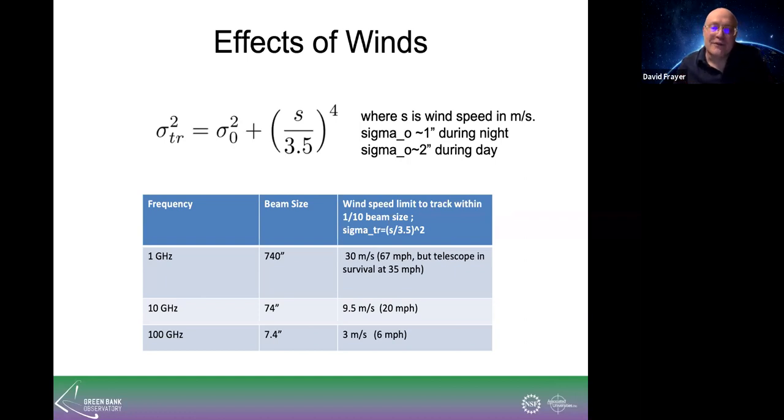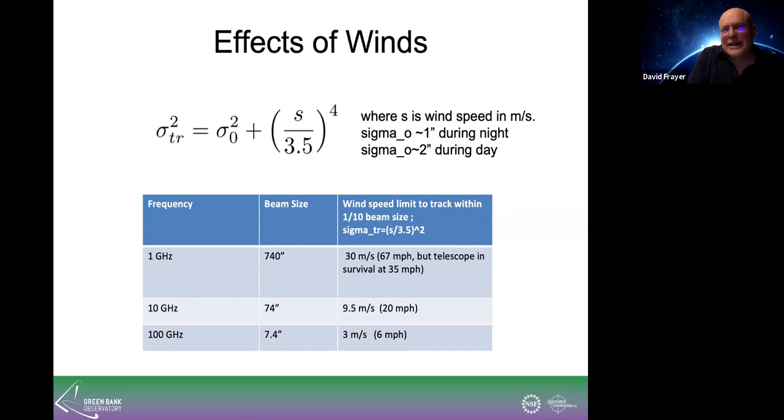So above 35 miles per hour, we stow the telescope in a way to have the wind go under the dish basically and not treat the dish as a big sail. You wouldn't want to do pulsar observations at like 10 degrees on the horizon into a 50 mile per hour wind. That wouldn't be good.